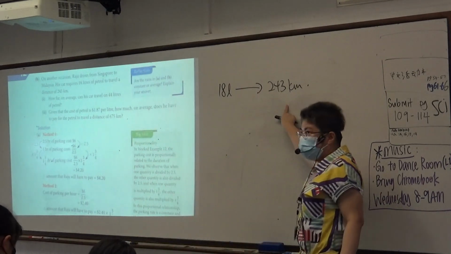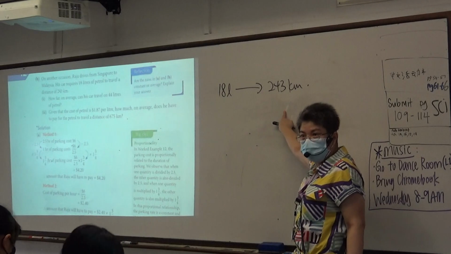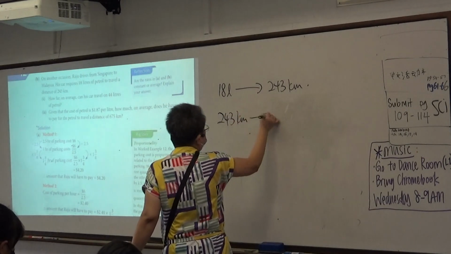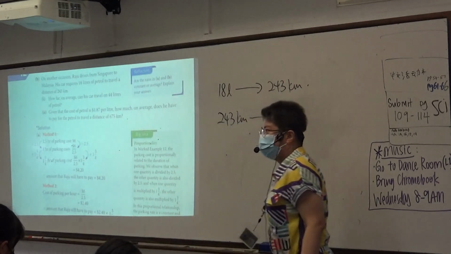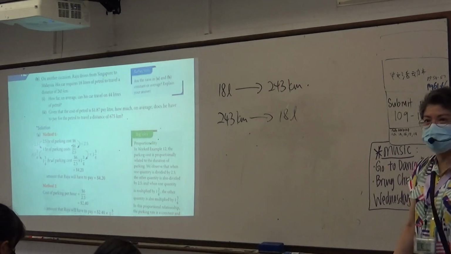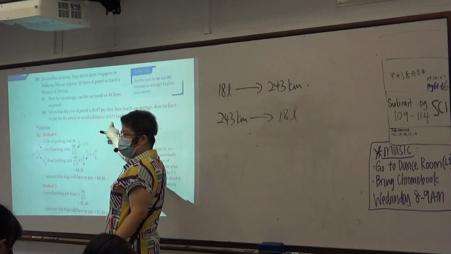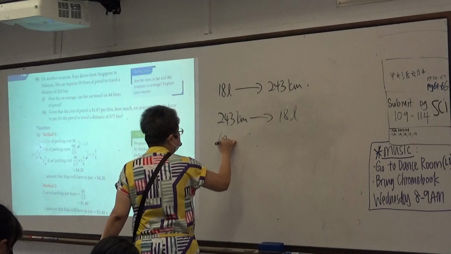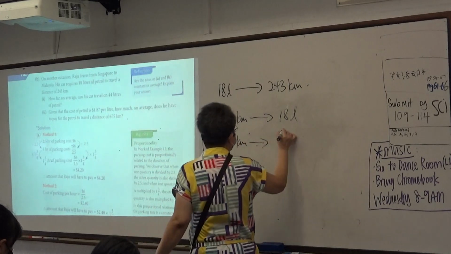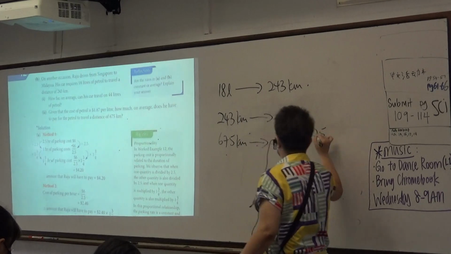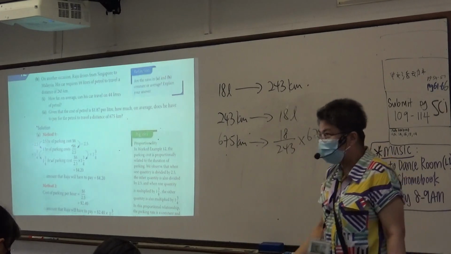Now this was what we have from the data from the question, right? Now, is it okay if I flip this around? That means 243 kilometers requires 80 liters. It's okay, right? So now how much? 675. 675 kilometers require 80 over 243 times 675, right? Alright.